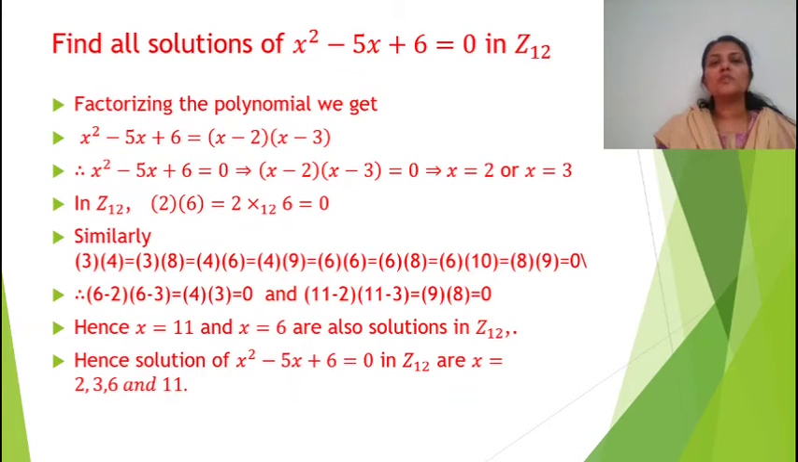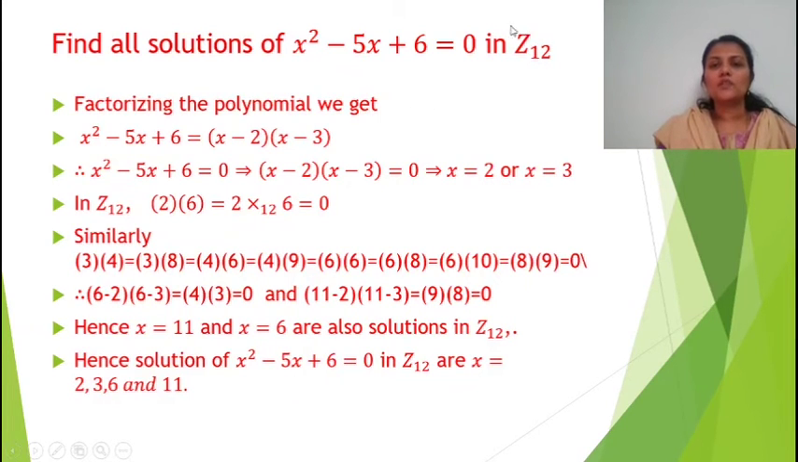Find all solutions of x square minus 5x plus 6 equal to 0 in Z12. We know that in Z we can factorize the polynomial x square minus 5x plus 6. The sum is minus 5 and the product is 6, so the numbers are minus 2 and minus 3. So it is x minus 2 into x minus 3. Therefore, x square minus 5x plus 6 equal to 0 implies x minus 2 into x minus 3 equal to 0, which implies x equal to 2 or x equal to 3.